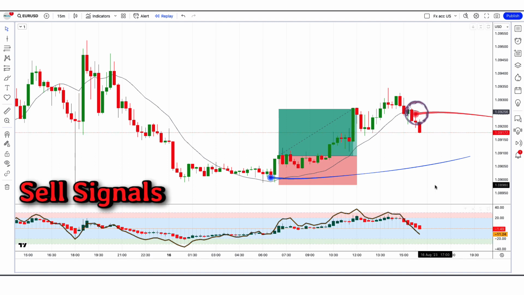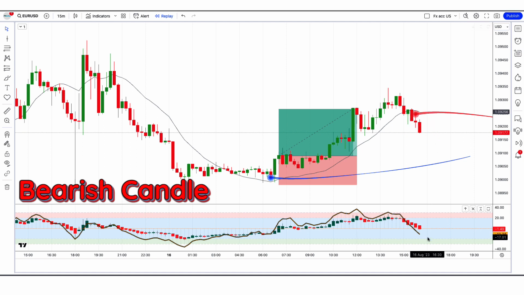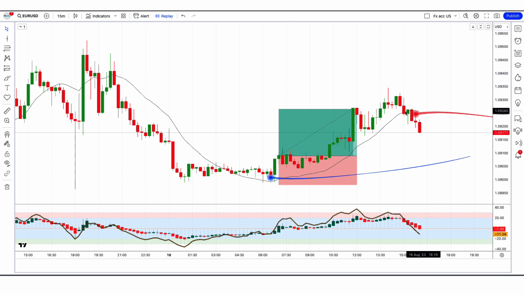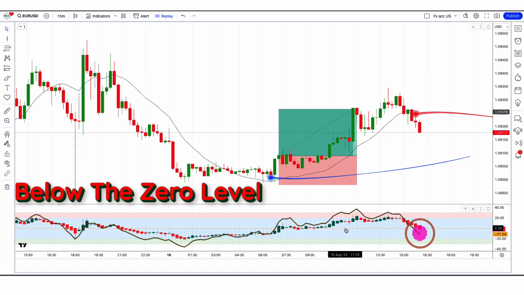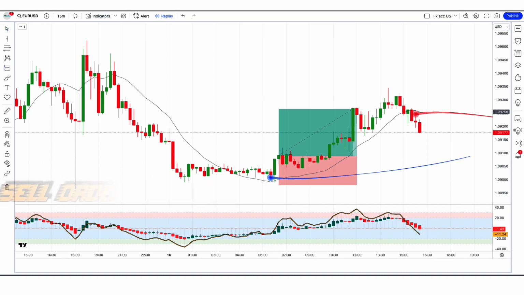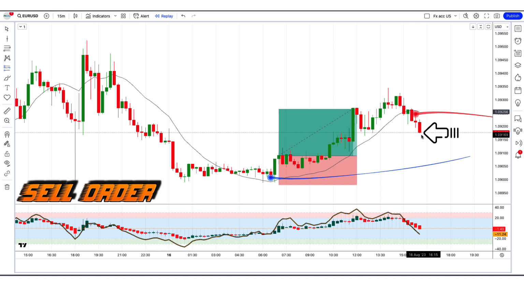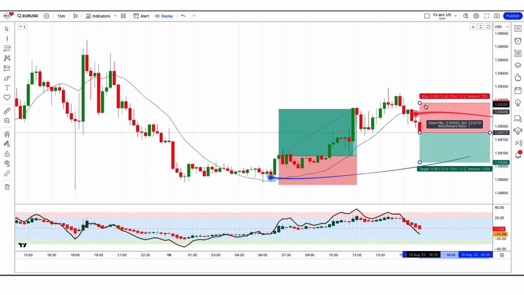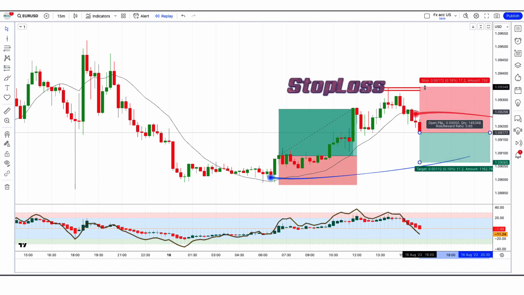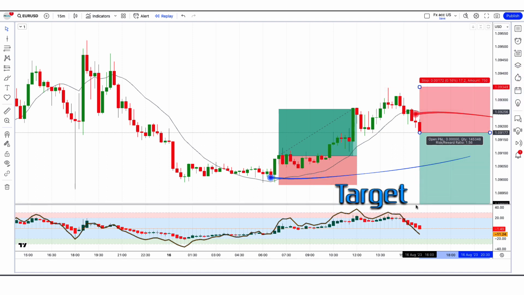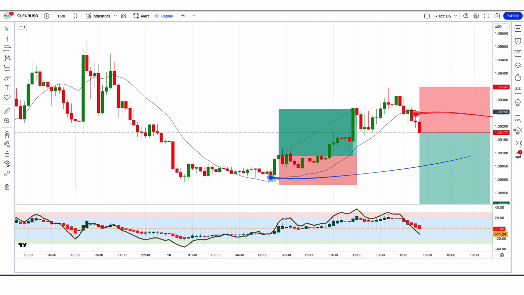When the MA Sabres indicator has given us negative sell signals, when the market forms a bearish candle, and the RSI shadow of the Heikin-Ashi RSI oscillator indicator is below the 0 level, if this condition is fulfilled, then we will place a sell order. Our stop loss will be placed at the current market's higher point, and the risk to reward ratio will be 1 to 1.5.